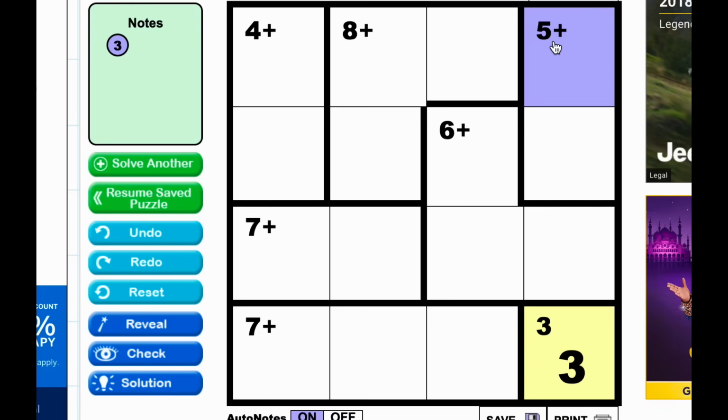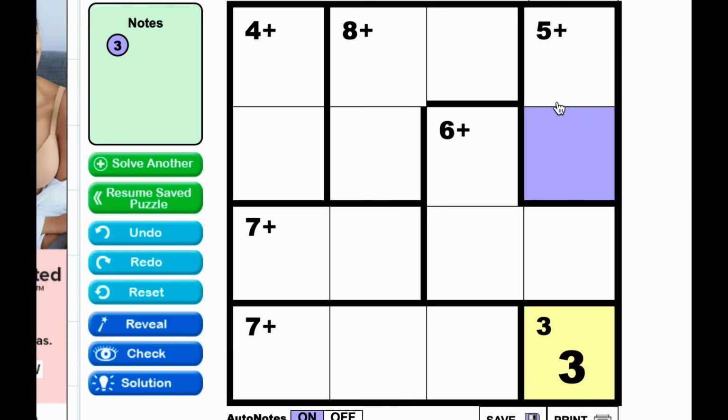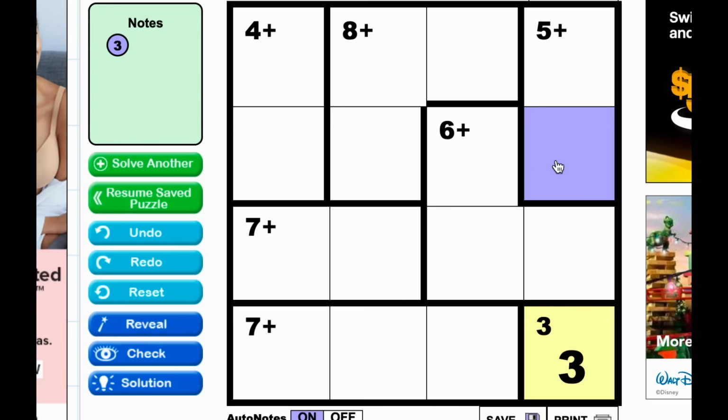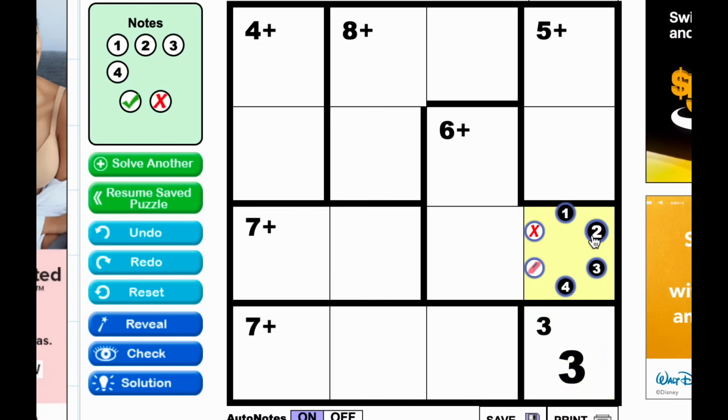And knowing that our choices are only 1, 2, 3, and 4, there's two ways to make 5, which is 2 plus 3, or 4 plus 1. And since we already have a 3 in this row, we know that one of these has to be 4 and one of these has to be 1. And since we know one of these is 4 and one of these is 1, and that's 3, we can also deduce that 2 must go here.